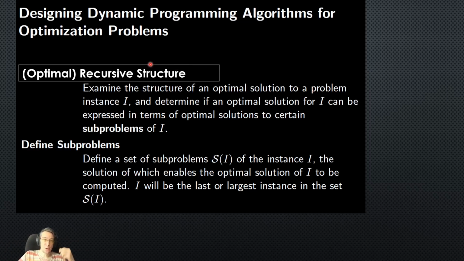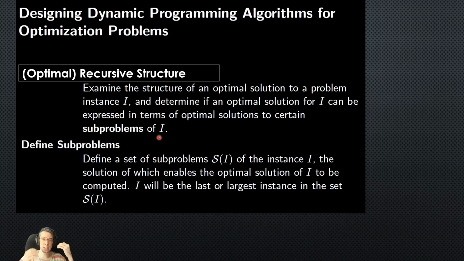Okay, so there are a few key aspects of dynamic programming algorithms and problems that are amenable to dynamic programming solutions. So first, and perhaps most importantly, your problem should have a recursive structure. And if we're talking about an optimization problem, it should have an optimal recursive substructure. So you should examine the structure of an optimal solution to a problem instance I, and then determine if an optimal solution for I can be expressed in terms of optimal solutions to subproblems of I.